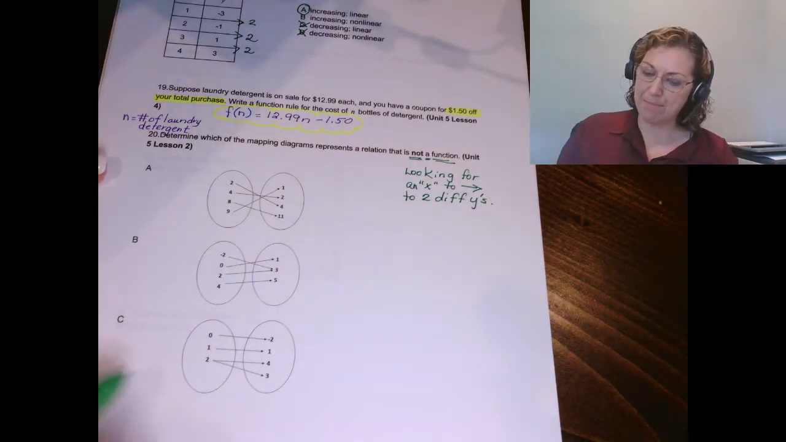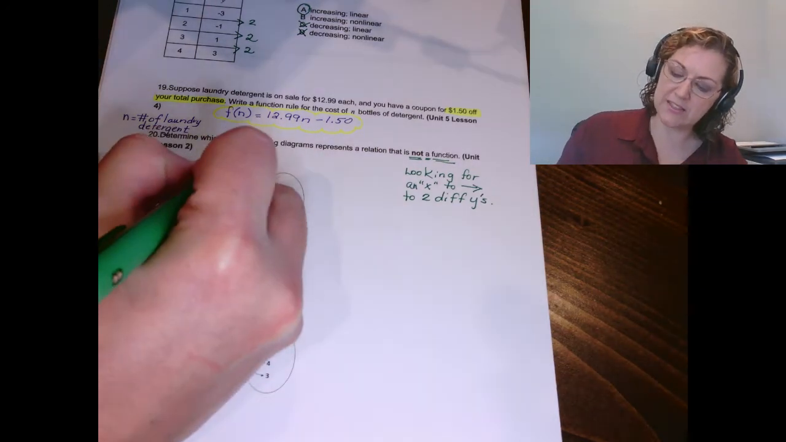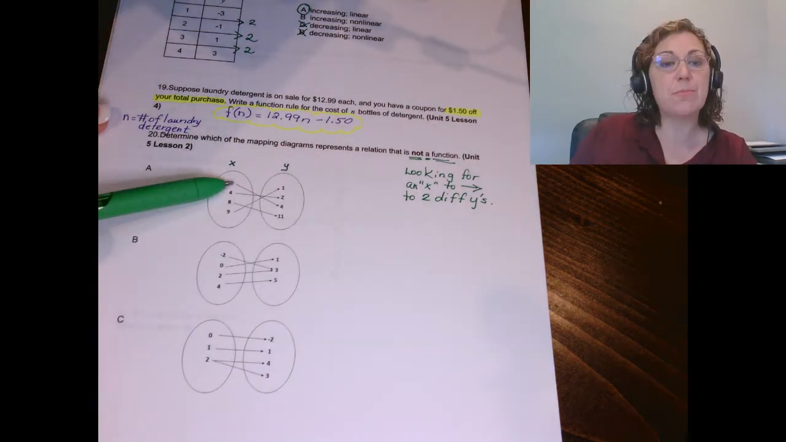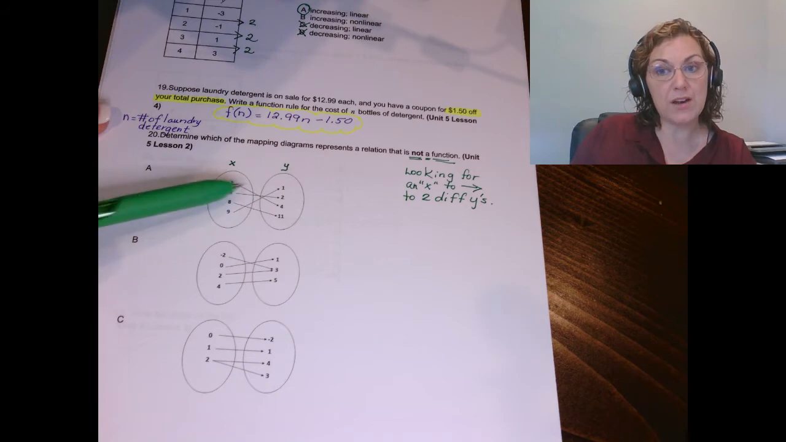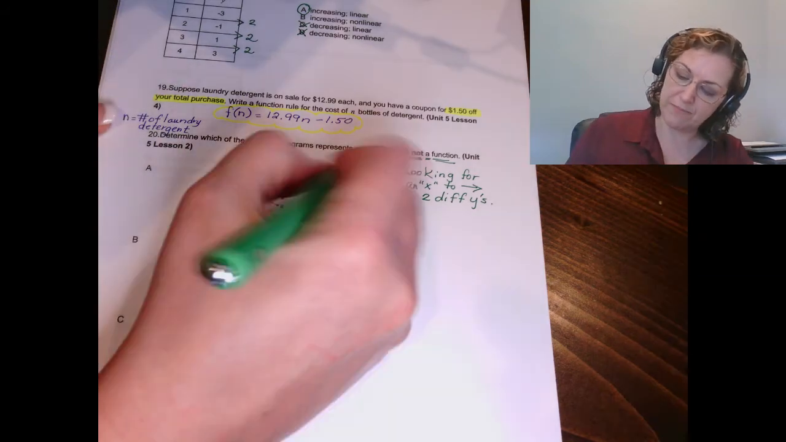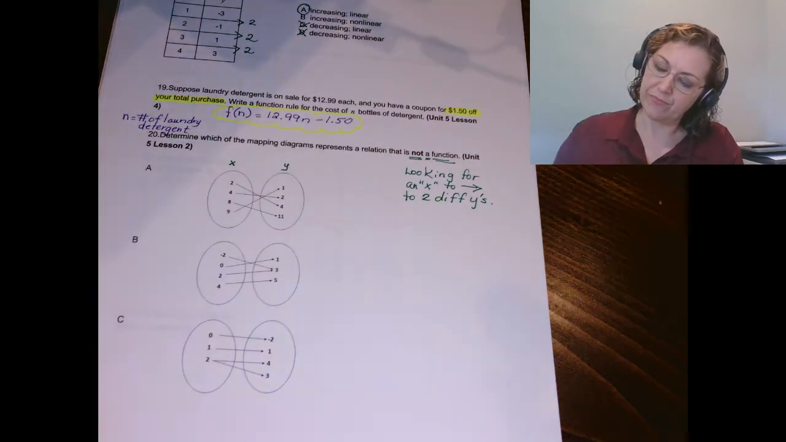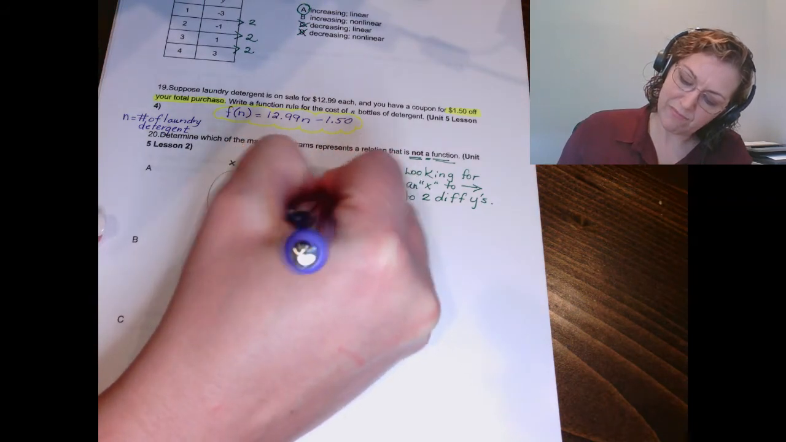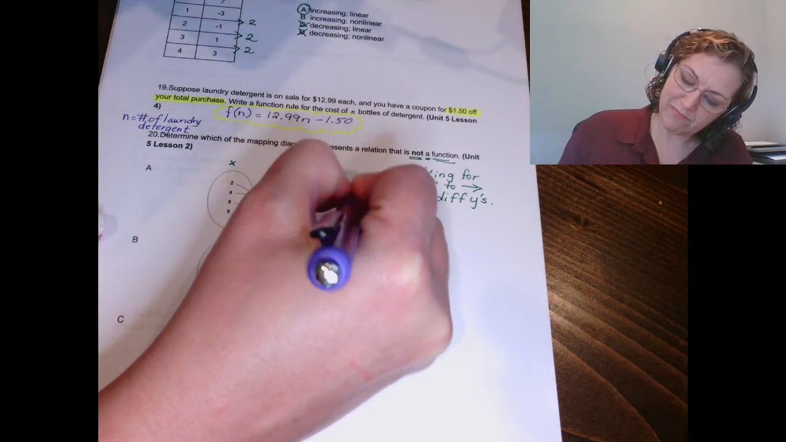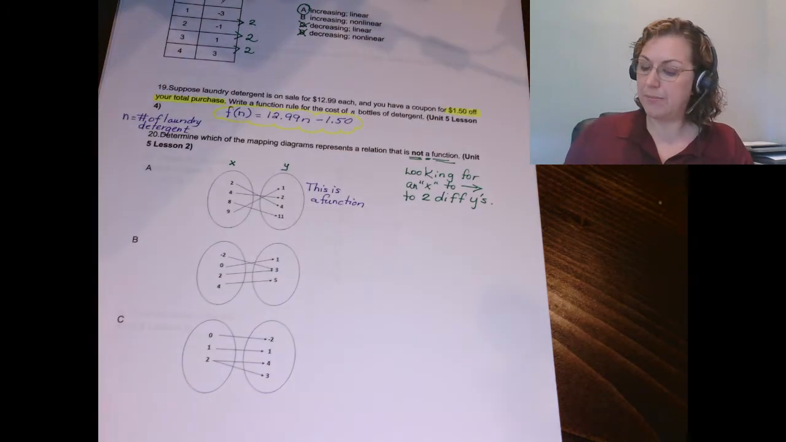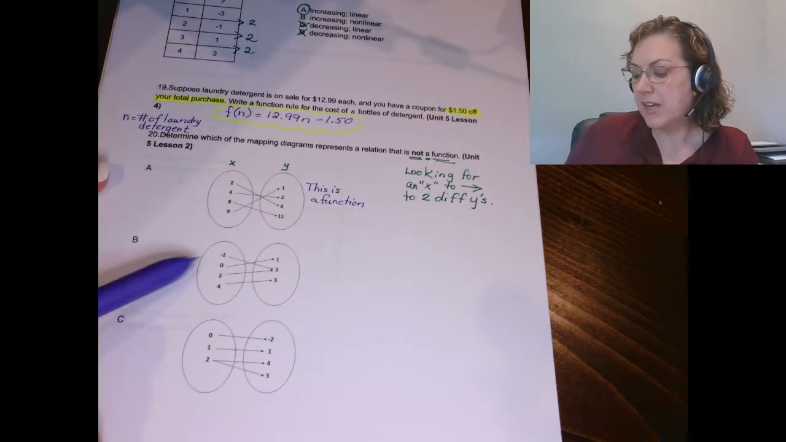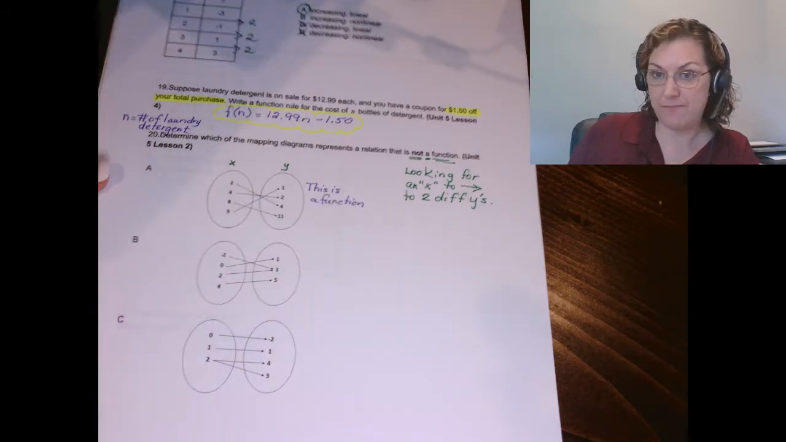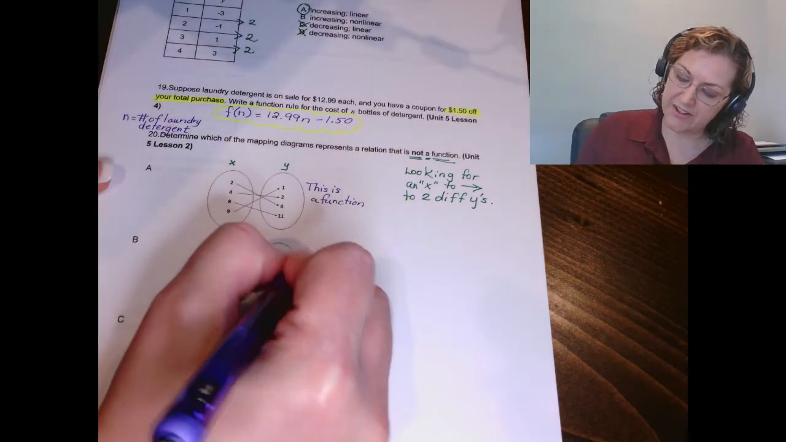Now these mappings, we have to remember that x is on the left and y is on the right. So look at your x's. They're each being mapped to one y. This is a function. Look at letter B. Each x is being mapped to one y. This is a function as well.